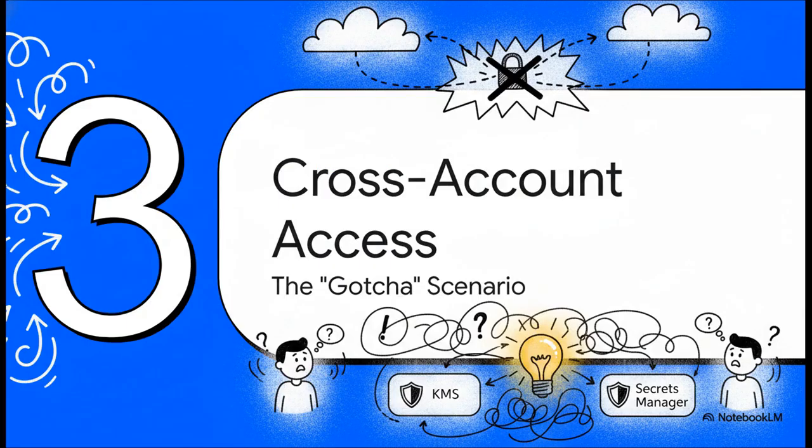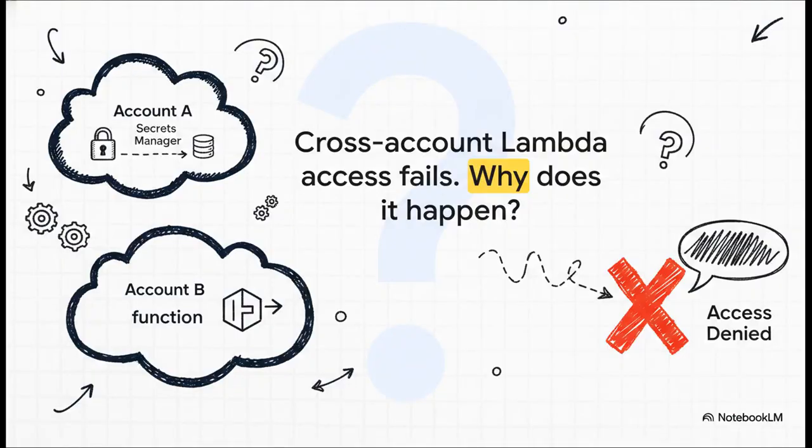Okay, now let's get into a classic exam-style problem. This is one of those scenarios that trips up just about everyone at first. I like to call it the cross-account gotcha, and it perfectly shows why you have to understand both of these services together. So picture this, right? You've got a central security account, let's call it account A, and it's storing a critical database password in Secrets Manager.